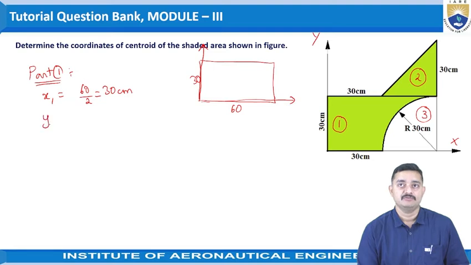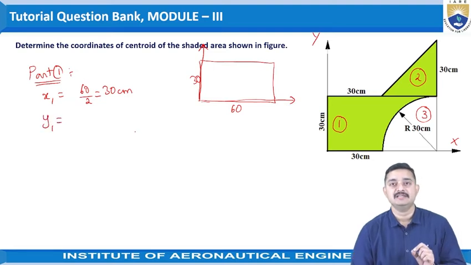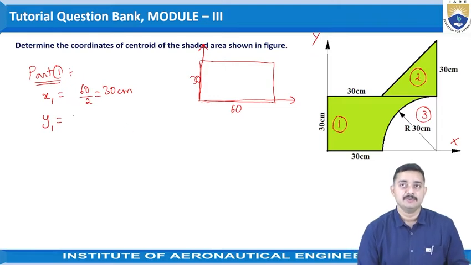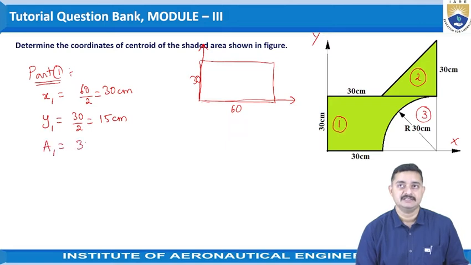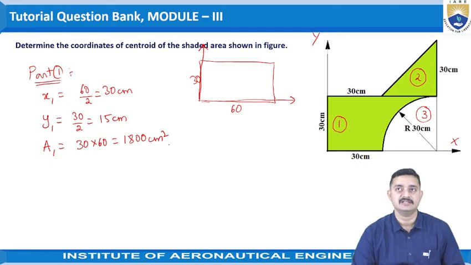Now coming to y1. y1 is the distance of the centroid of this particular rectangle from the x-axis. So that would be 30 by 2. Hence it would be 15 centimeters. Now coming to the area. Area is length into breadth. Hence it can be 1800 centimeters square. So these are the details of this first part of the rectangle.